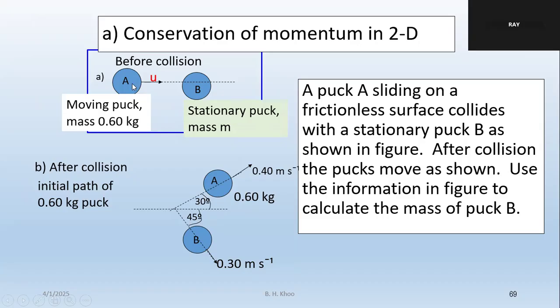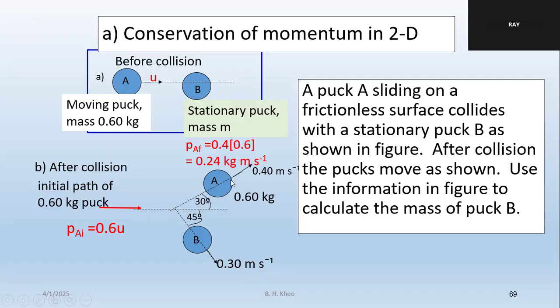The mass of plug A is given. The speed of plug A is given. Use the information to calculate the mass of plug B. This mass is not given, you're asked to find that. So the initial momentum is just 0.6 times U. That is the initial momentum of plug A. Plug B is stationary, so it doesn't have momentum.